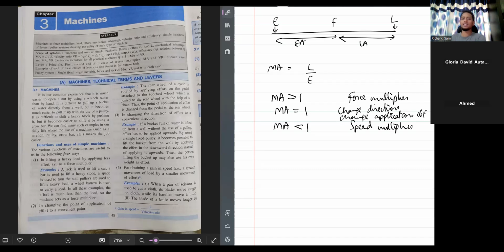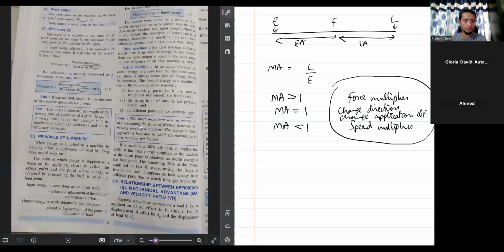So that machine acts as this changing application of the force. It's not increasing or decreasing mechanical advantage. This is changing the point of application of force. So these are four uses of a machine: either a force multiplier, or a speed multiplier, or to change the direction, or to change the application of force.